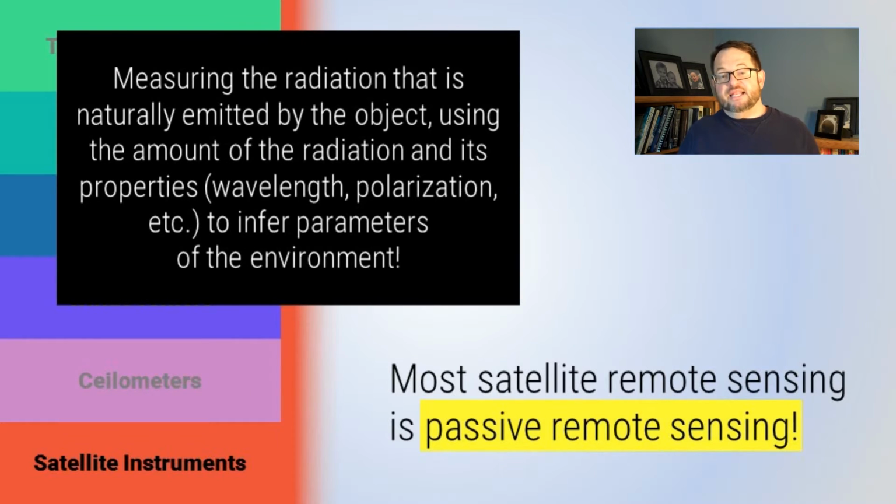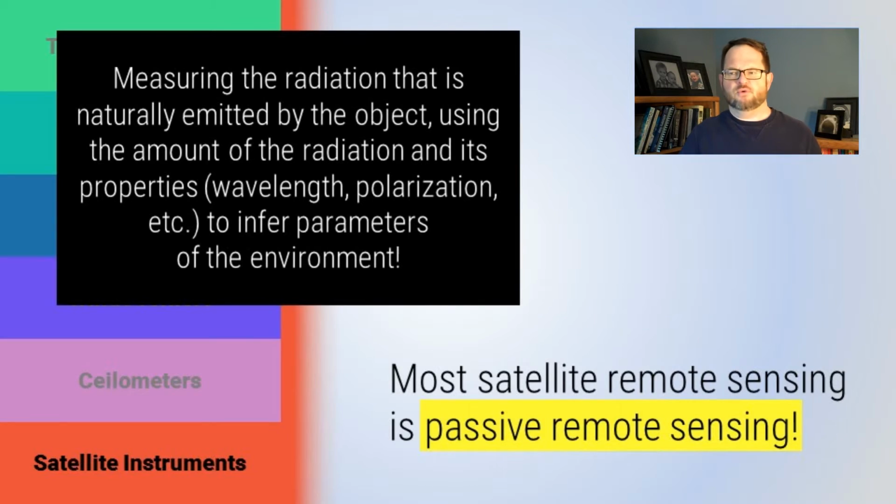Most of these satellite remote sensing techniques are an example of what we call a passive remote sensing technique. Passive remote sensing is when you measure the radiation that is just naturally being emitted by the object. All objects, air, clouds, the ground, you and me, we're all emitting radiation all the time. And by measuring that radiation's properties, like the amount of radiation, the wavelength of the radiation, its polarization, and so on, there's a whole bunch of properties or parameters of the natural environment that we can infer.